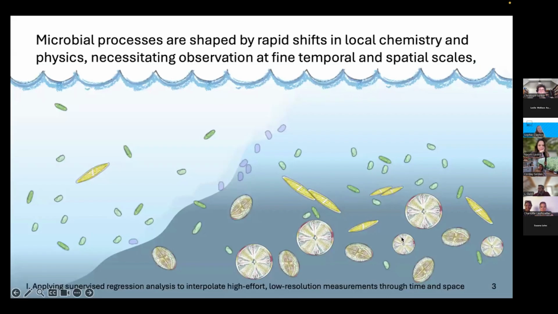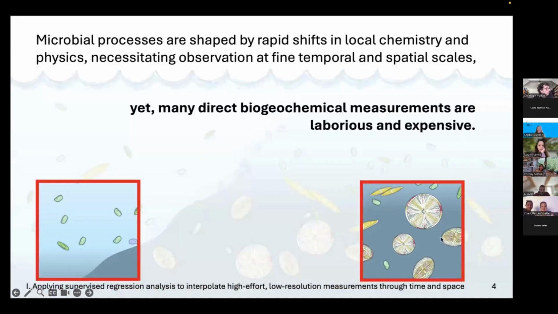Now, we know that microbial processes are shaped by rapid shifts in local chemistry and physics, necessitating observation at fine temporal and spatial scales. But many of our direct biogeochemical measurements are laborious and expensive, and this can often make it difficult to achieve high spatial and temporal resolution. If we're measuring the rate of a metabolic process or elemental stoichiometry, for example, we typically will only make a few point measurements through the water column per station, and our stations may be pretty far apart.